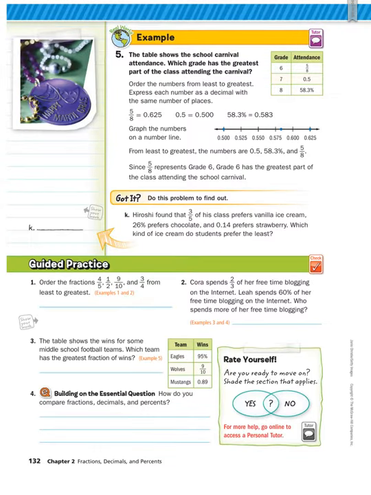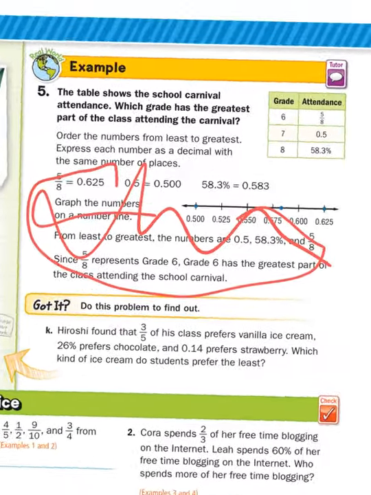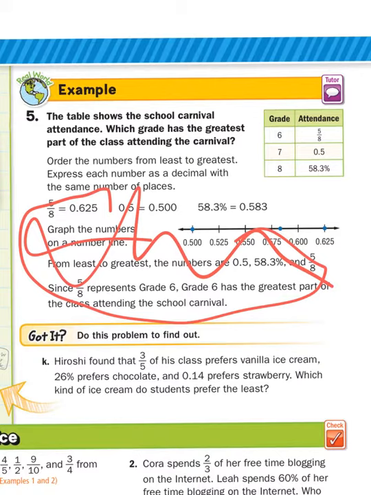All right, on the last page, in example 5, this is just a real world example, and they go through it in kind of a complicated way down here, which I'm going to try to make a little easier for you. So in example 5, it says, the table shows the school carnival attendance. Which grade had the greatest part of the class attending the carnival?